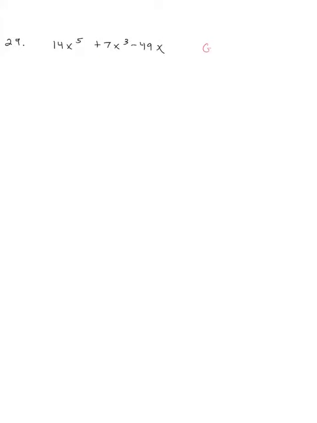So here the greatest common factor among these 3 terms looks like 7 can go into all 3 of those numbers, and an x to the first power, which means if I take out 7x, I'm left with 2x to the 4th plus x squared minus 7.